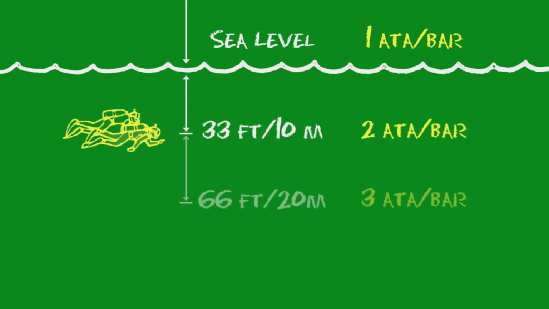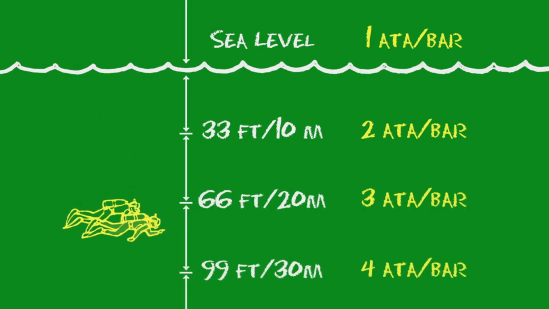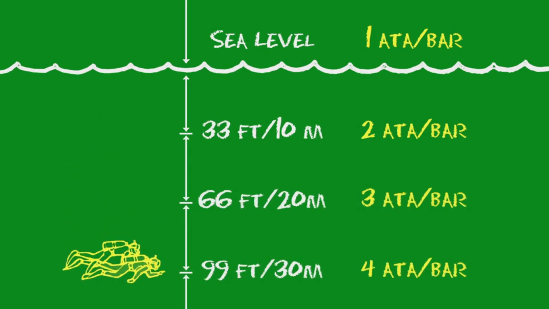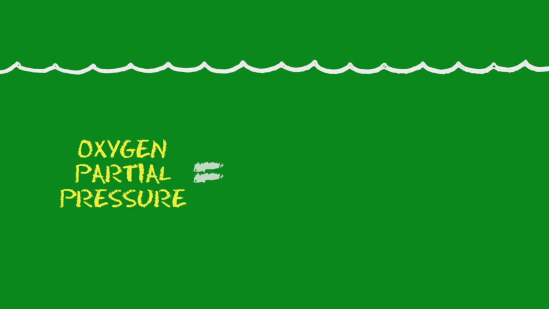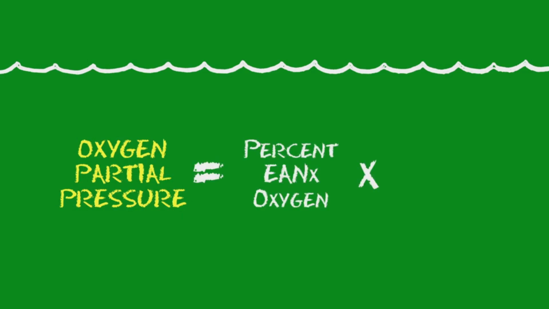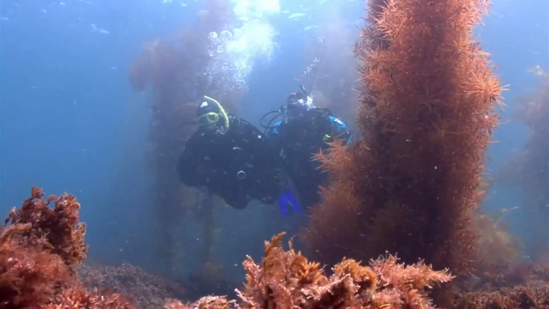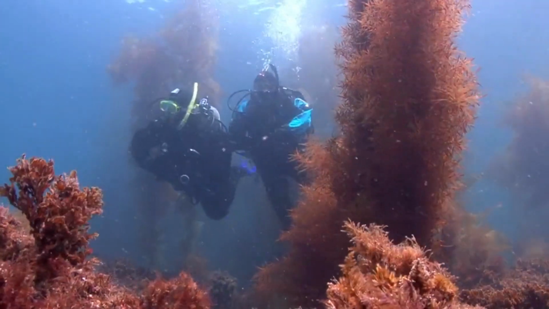In your PADI Open Water Diver course, you learned that an atmosphere or bar is pressure equal to the air pressure at sea level. Underwater, pressure increases 1 bar or atmosphere for each 10 meters or 33 feet we descend. The oxygen partial pressure is simply the enriched air oxygen percent, written as a decimal, times the pressure at depth in ATA/bar. Don't worry, your computer does the math for you, but you need to understand what it's telling you.